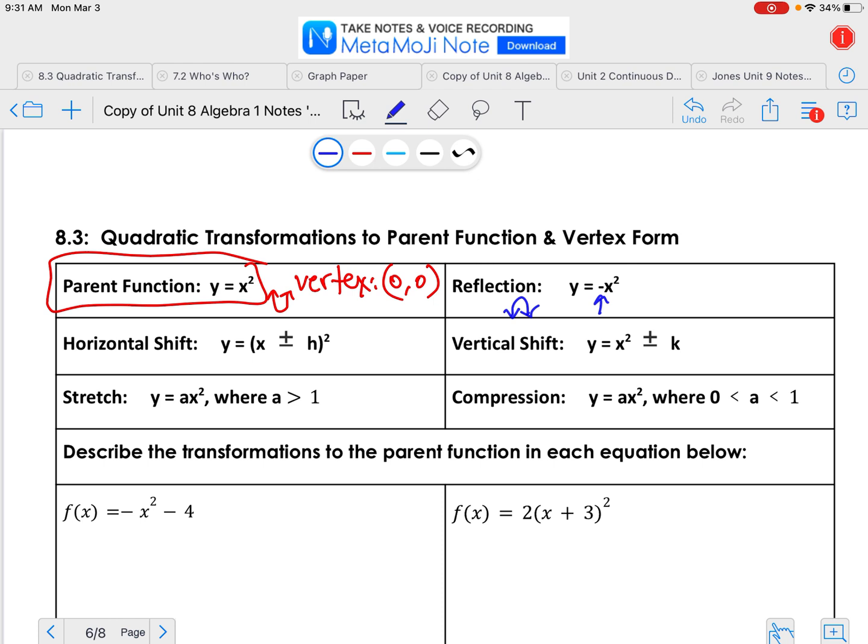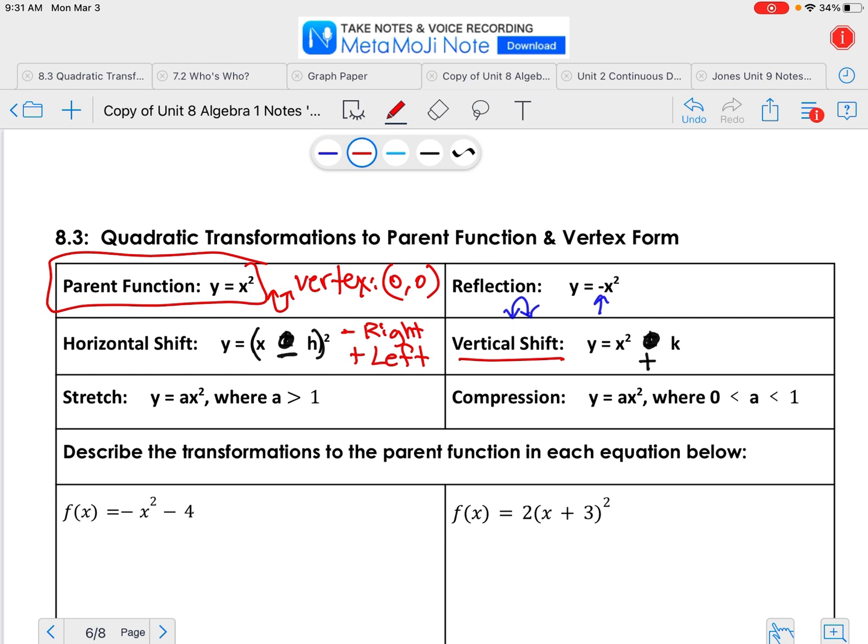Then a horizontal shift, and this was my mistake. That should have been a minus. This should have been a plus. So the horizontal shift is going to be in parentheses, and it's the opposite of what you think. So a minus would mean to the right. A plus would mean to the left.